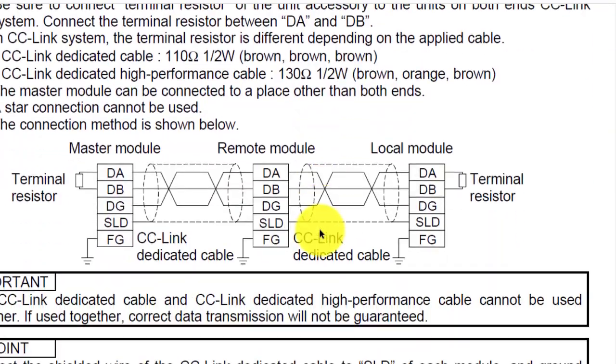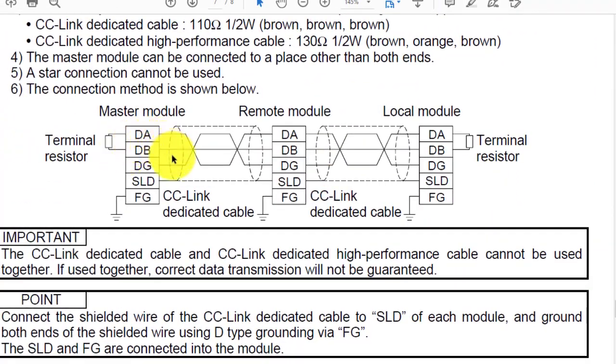This is our wiring diagram. You can see here are the DA, DB, DG and SLD points, and this is a terminating resistor, and this is another terminating resistor. One is the last one, and one is the start one. You have to use a CC-Link dedicated cable for communicating from the master module to the remote module or local module.